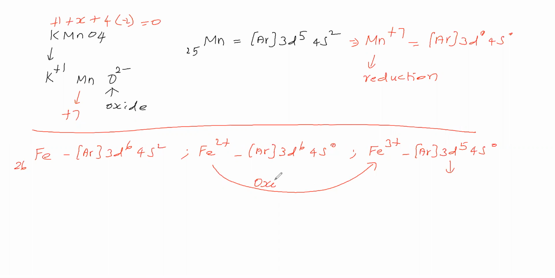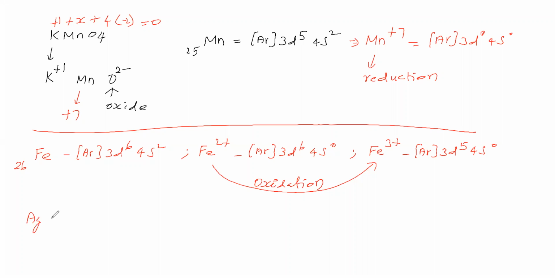Therefore, it is called oxidation. So, ferrous can undergo oxidation, but ferric is stable. Ferrous can undergo oxidation easily. One thing we have said: manganese can undergo reduction, and ferrous can undergo oxidation.